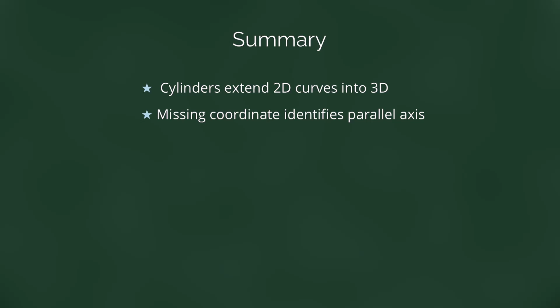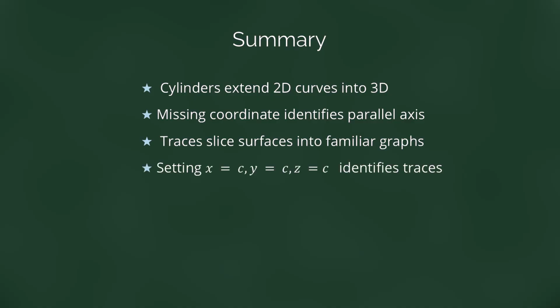All right, so the big ideas to walk away from this are that cylinders extend two-dimensional curves into three-dimensional space, and that in the equation for a cylinder, the missing coordinate identifies your parallel axis. Traces slice the surfaces into familiar graphs. When we look at a trace, we're looking at a two-dimensional slice of that three-dimensional surface. And last, in order to identify the traces, we substitute in x equals c, y equals c, and z equals c, and then identify the remaining curve that we get with those substitutions.